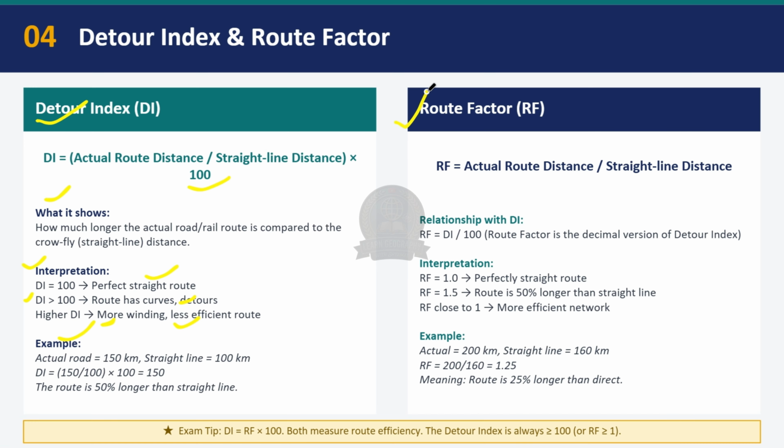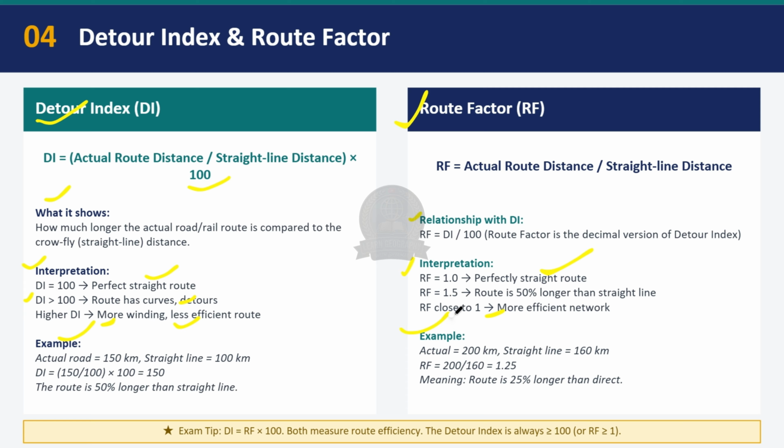Similarly, route factor, RF, is equal to actual route distance divided by straight line distance. Its relationship with DI, the detour index: route factor is equal to detour index divided by 100. Route factor is the decimal version of the detour index. Interpretation: if the route factor is equal to 1.0, it means a perfectly straight route. If the route factor is equal to 1.5, the route is 50% longer than the straight line. If RF is close to 1, it means a more efficient network.